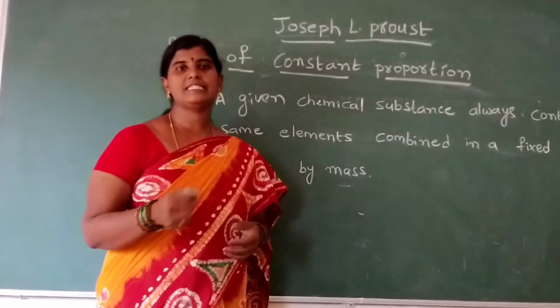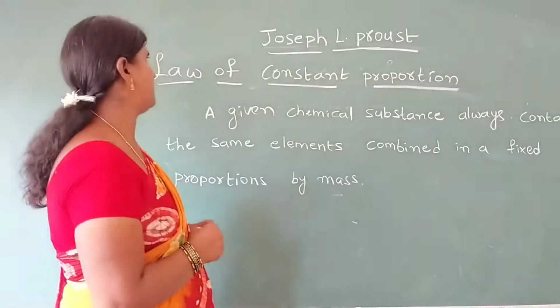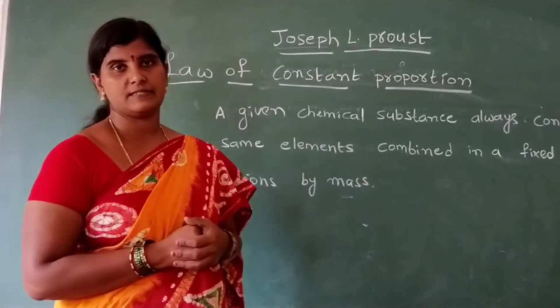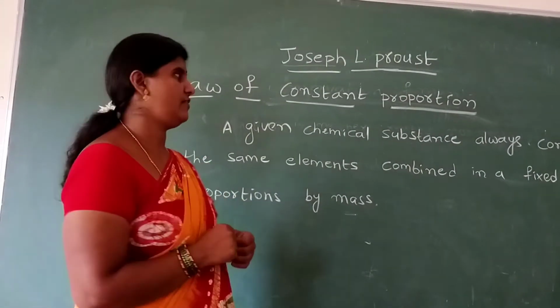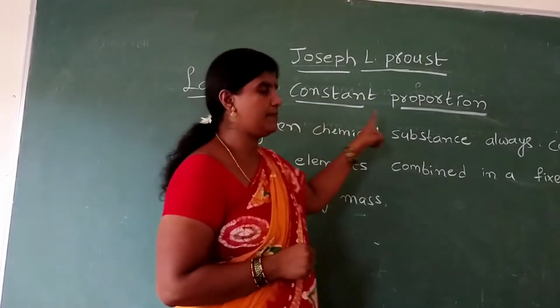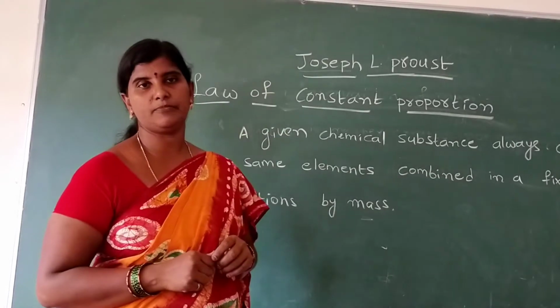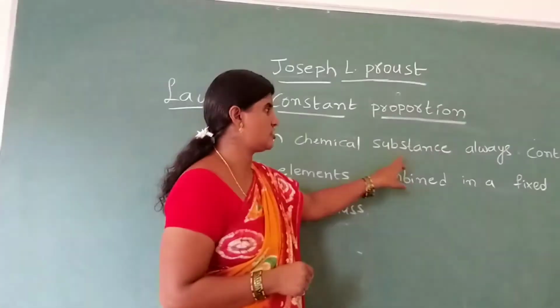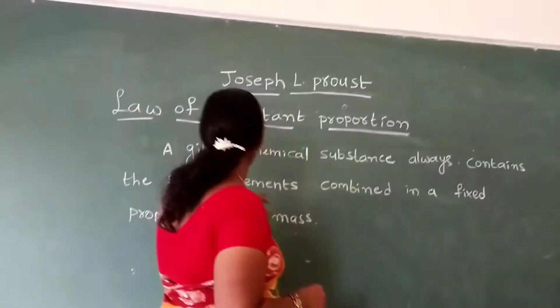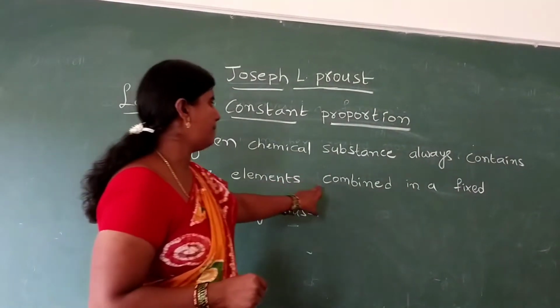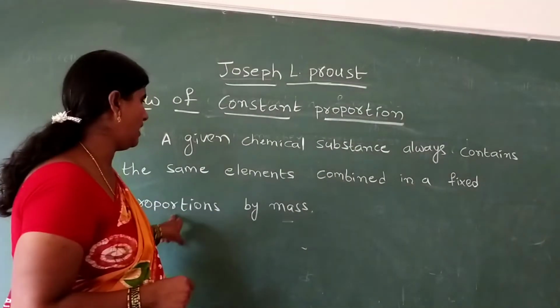Okay children, based on Joseph L. Proust's experiments, he did two experiments. We will explain one of them. What is the law of constant proportion? What is meant by the law of constant proportion? A given chemical substance always contains the same elements combined in a fixed proportion by mass.